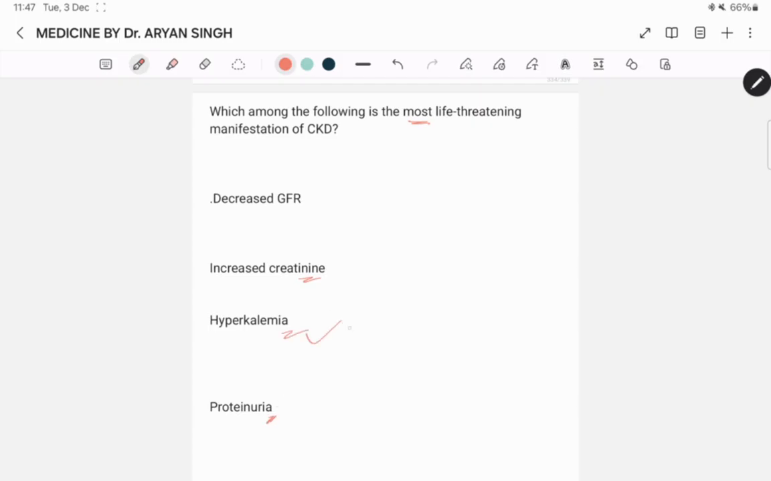The best answer here is hyperkalemia, because according to the given options, hyperkalemia is the most life threatening complication of chronic kidney disease, as it can result in cardiac arrhythmias and sudden death.